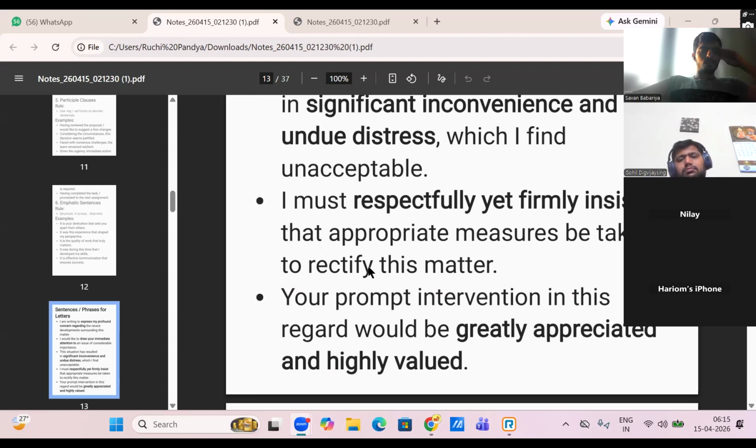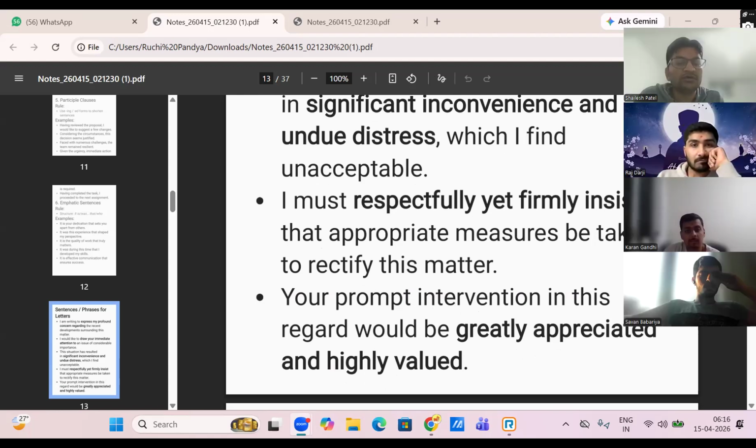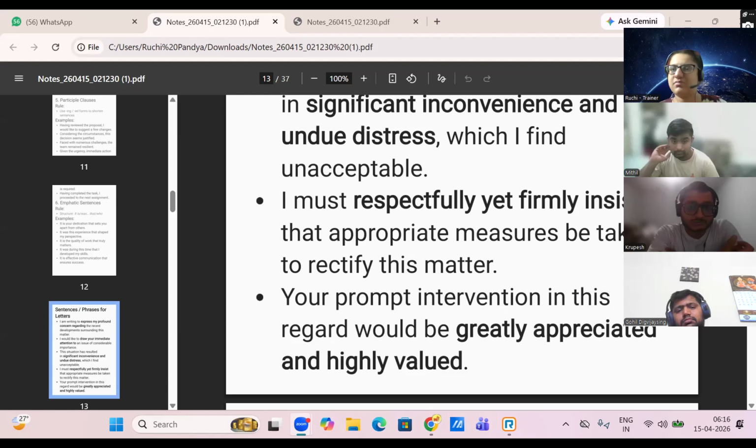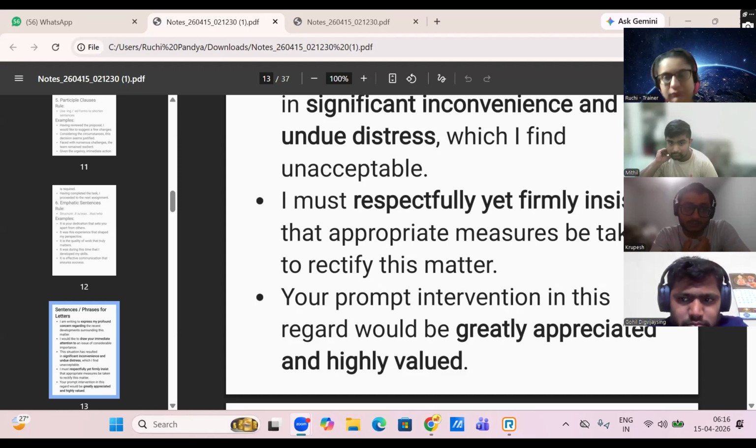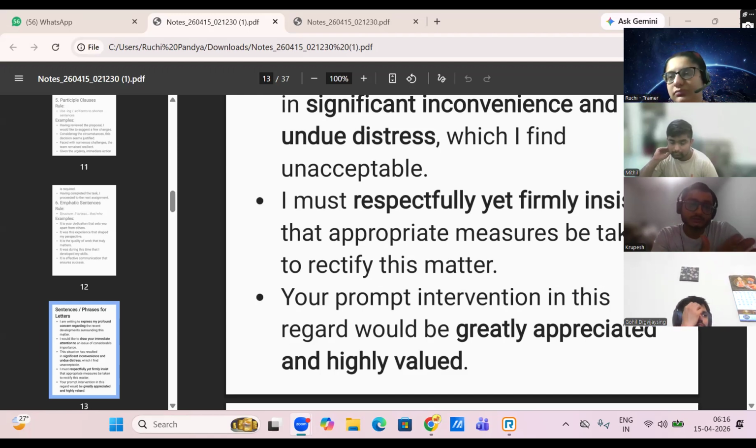ओके। सो यहाँ पे ये बोला है कि मैं रिस्पेक्ट कर रहा हूँ जो भी उन्होंने डिसीजन लिया होगा, बट आई फॉर्मली इंसिस्ट, मतलब कि मैं बाहर से बोल रहा हूँ, मतलब एक इम्पोर्टेंट के साथ एम्फेसाइज करके बता रहा हूँ कि और भी अप्रोप्रिएट मेजर से और भी सारे सच्चे रास्ते हैं इस मैटर को रिजॉल्व करने के लिए। Okay.